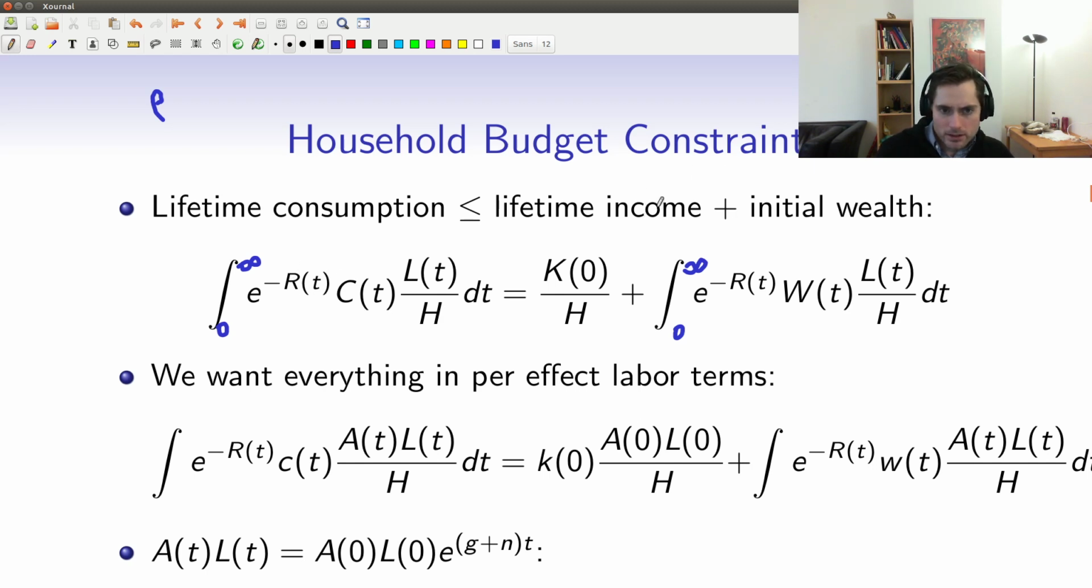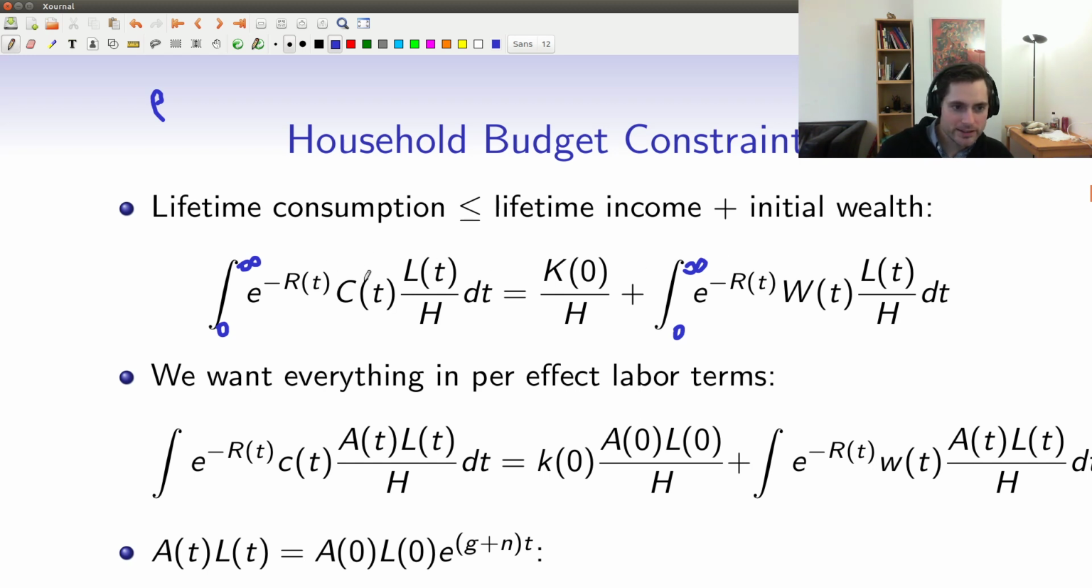So what else to mention? What does the household have to start with? Well, it's got whatever capital it starts with, and then it's got all of its labor income, discounted now because labor in the future is worth less than labor now. And then what's it spending? Well, it's spending on consumption. So the value of its consumption is also written out here.